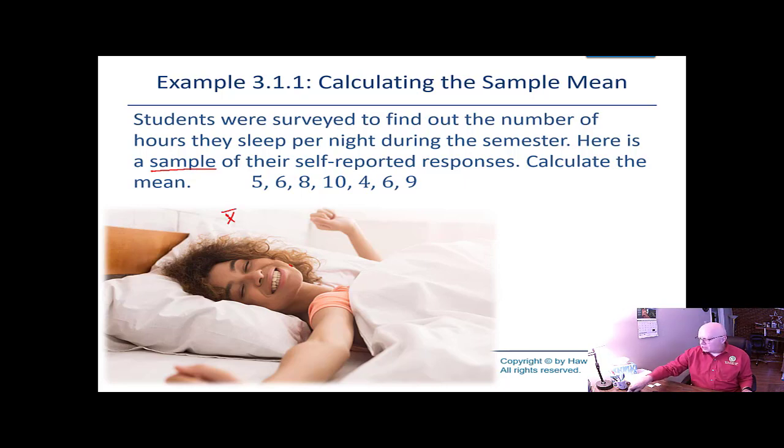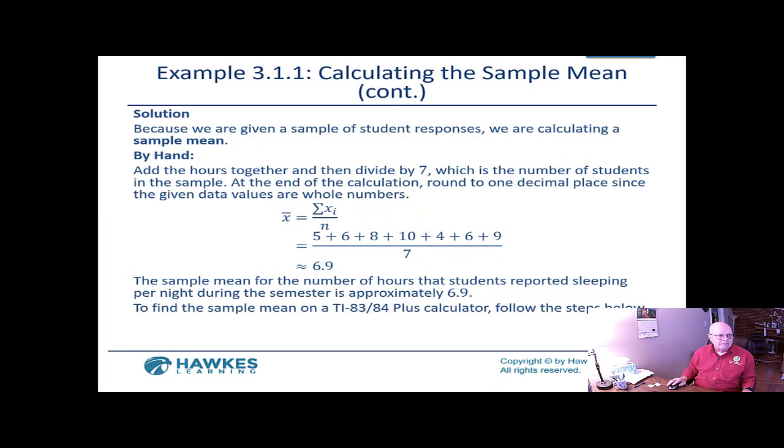Pen's acting strangely. See if I can switch to this and it makes a difference. Okay, let's see. Alright, solution, add those values on the top, divide by 7, and there's your sample mean.